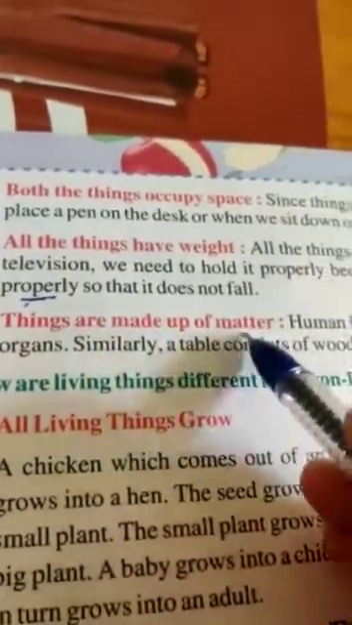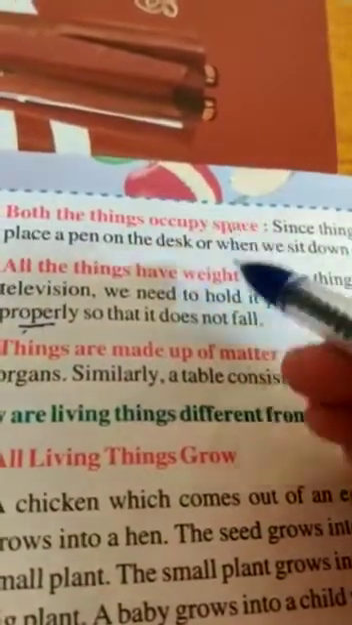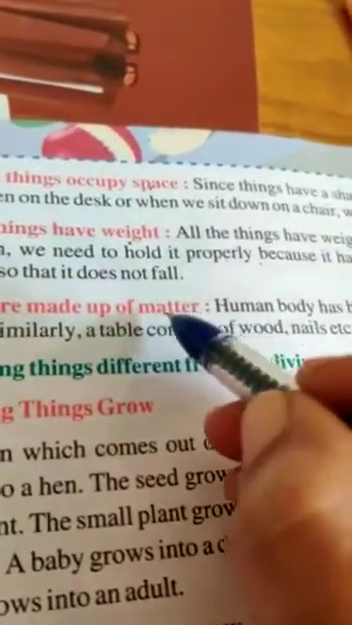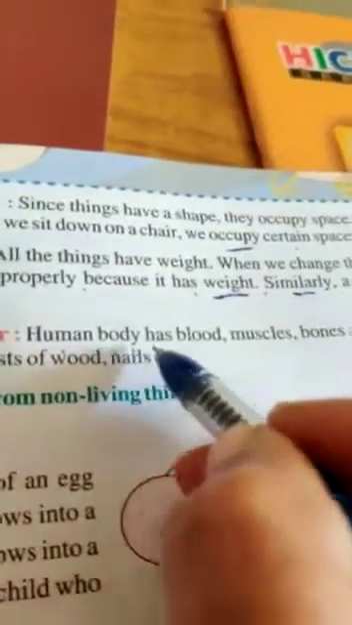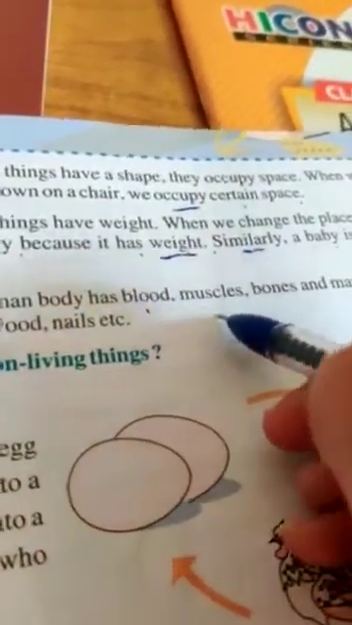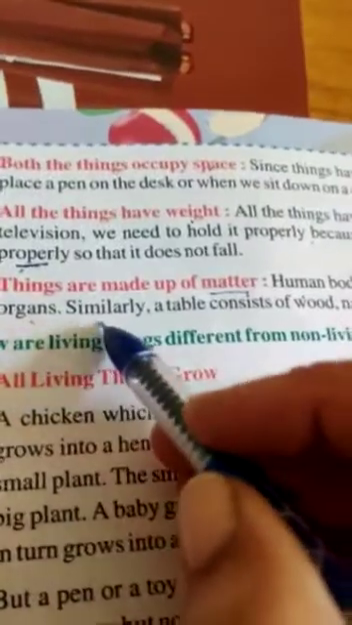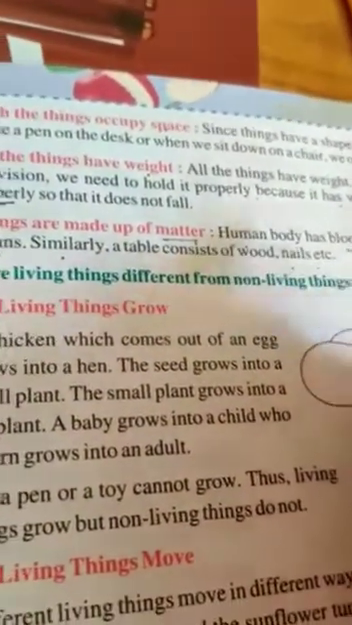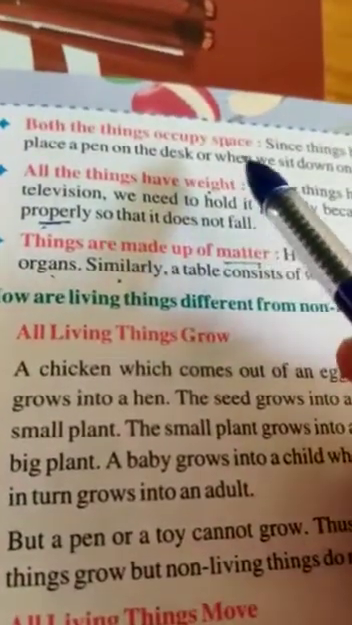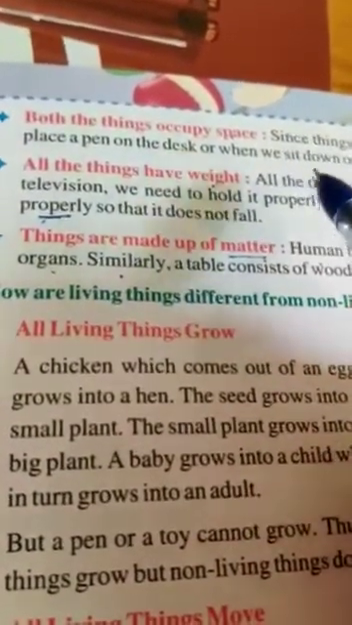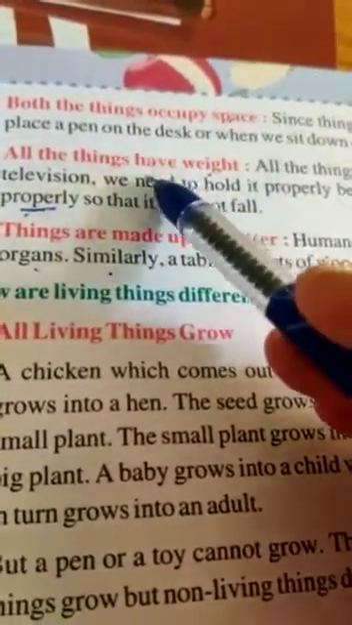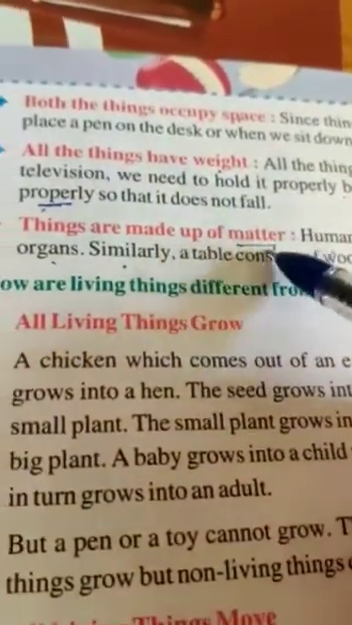Things are made up of matter, space, weight, and matter. Matter. Human body has blood, muscles, bones, and many other organs. Similarly, a table consists of wood, nails, etc. So, non-living and living things and natural things, all of them occupy space, they have a weight, and they are made up of matter.